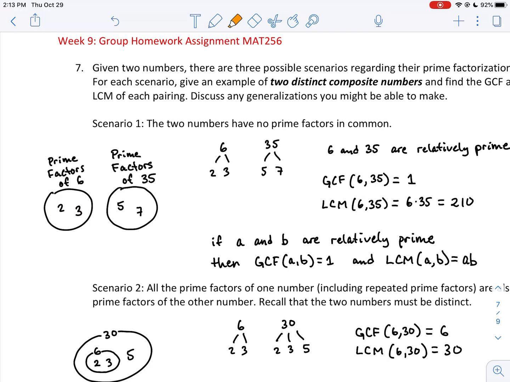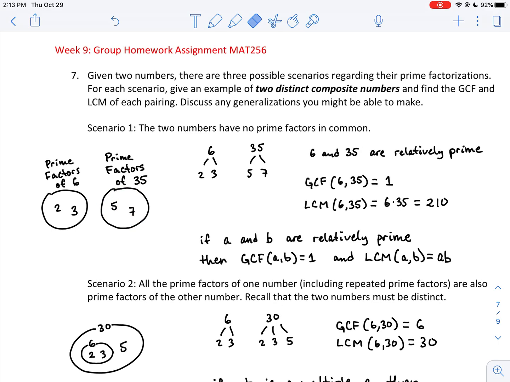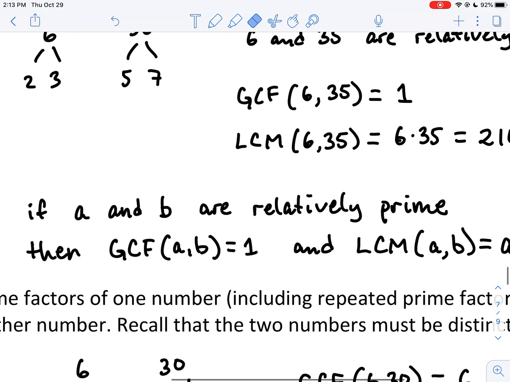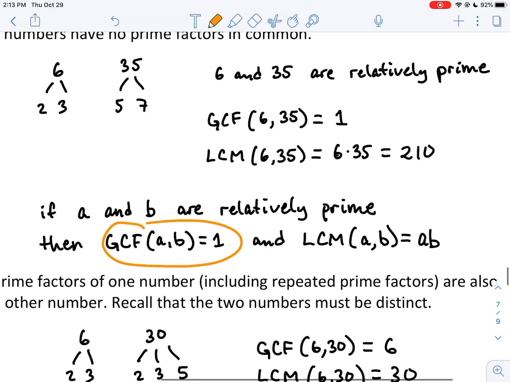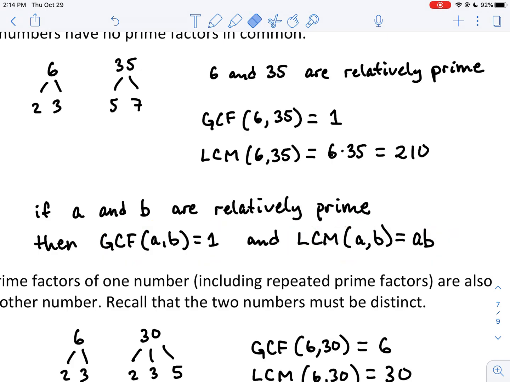Well, their union is, oops, I wanted that highlighter. The union is this circle and this circle combined. So you multiply all those numbers, 2, 3, 5, and 7, and you'll get the LCM. Well, in other words, it's just multiply 6 and 35. So here's my generalization. If A and B are relatively prime, if they're co-prime, then it will always be true that the GCF of those numbers is 1, and the LCM is their product. You just multiply them to get the lowest common multiple.